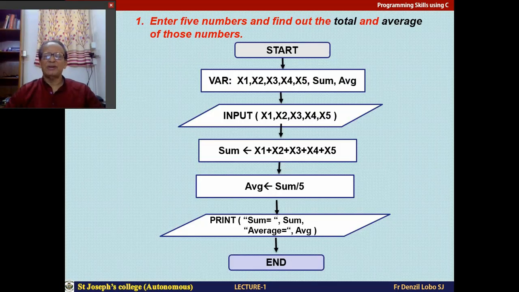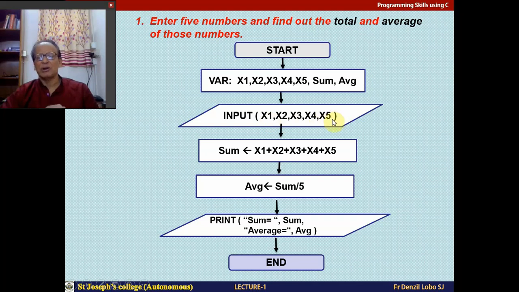I'm very sure you've written it. Now you compare your flowchart with the flowchart I have given here. So we start and then we declare five variables, x1, x2, x3, x4, x5. We want one more variable sum and one more variable average. And we input only these five numbers.